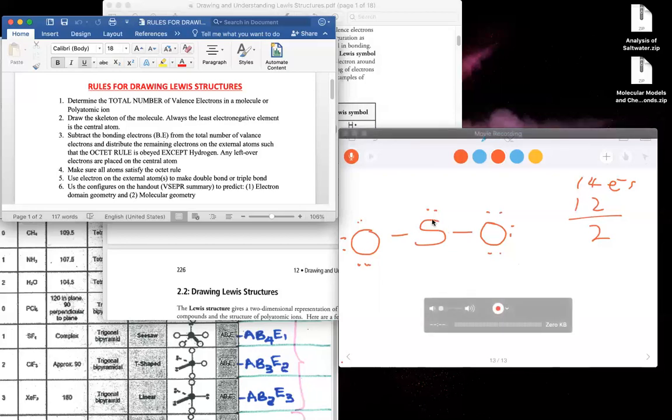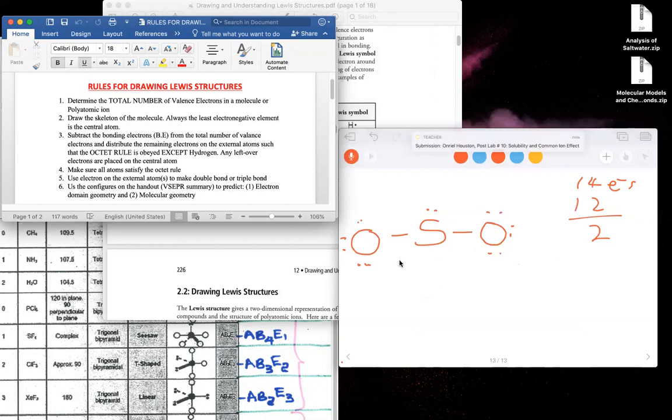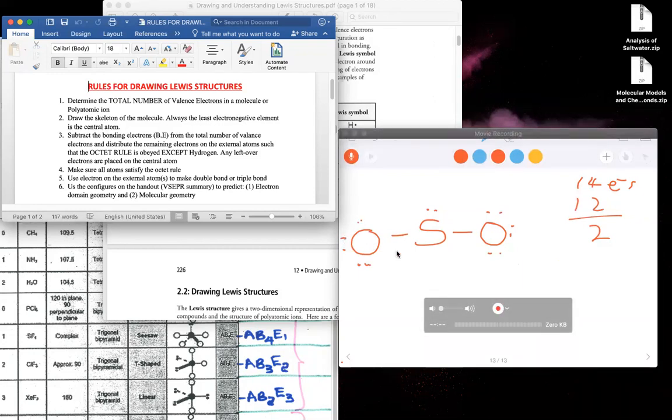Sulfur has 6 electrons right here: 1, 2, 3. Yet we need 8. Each of the oxygens here has 8 electrons, which satisfies the octet rule. So in this case, we will use 2 electrons on one of the oxygens to make a double bond.